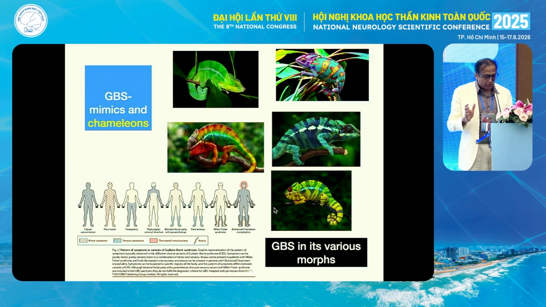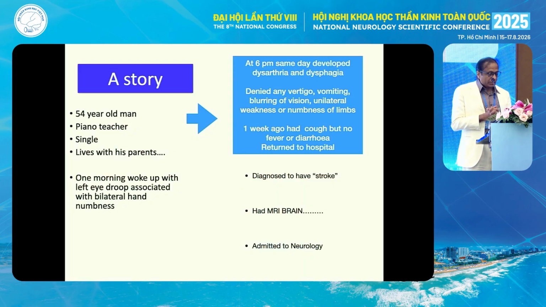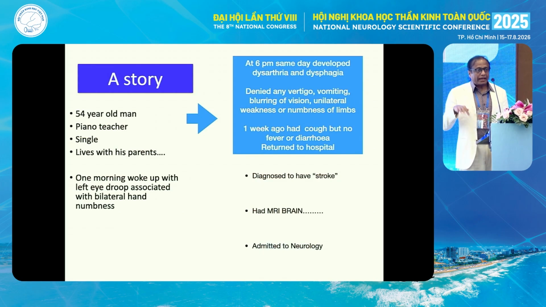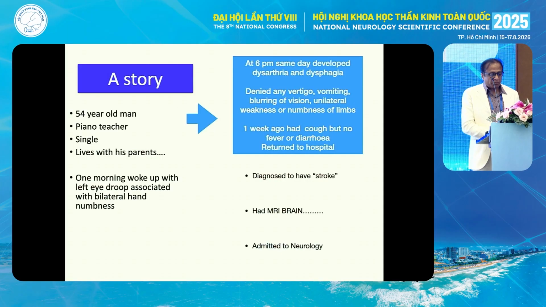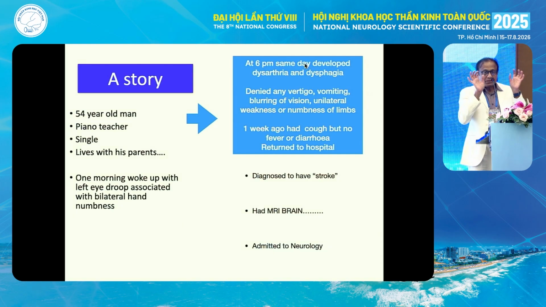It has many forms. So, like this man who came to us, he's a 54-year-old man, a piano teacher. I'm not sure why he's still staying with his parents, but that's another story. Okay, one morning he woke up with acute drooping of his eyelids with numbness of the hands. He was seen in the emergency department. They thought his numbness of the hand was due to maybe diabetes, wrongly diagnosed him as not a serious condition, sent him home. But on the same day, he developed dysarthria and dysphagia. So mild ocular symptoms, then within a few hours, dysarthria, dysphagia.